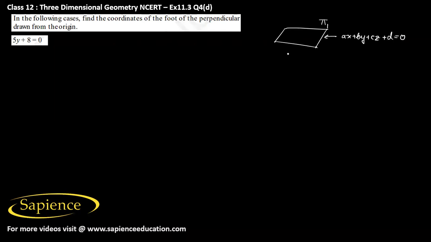Then suppose from the origin we have to draw the foot of the perpendicular. So this point M is the foot of the perpendicular which is drawn from the origin, which is 0, 0, 0. So the coordinates of this point M we have to find. This point M will be called the foot of the perpendicular on the plane pi1, which is drawn from the origin.